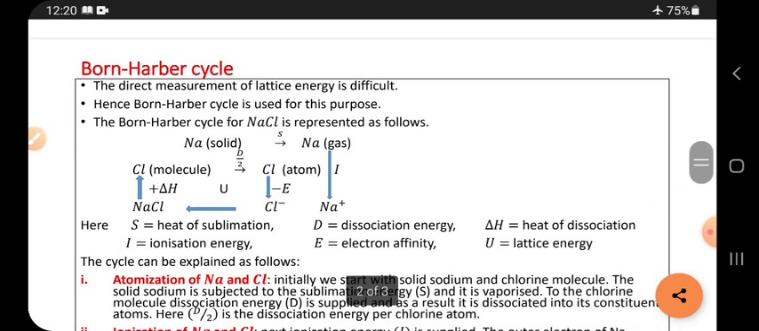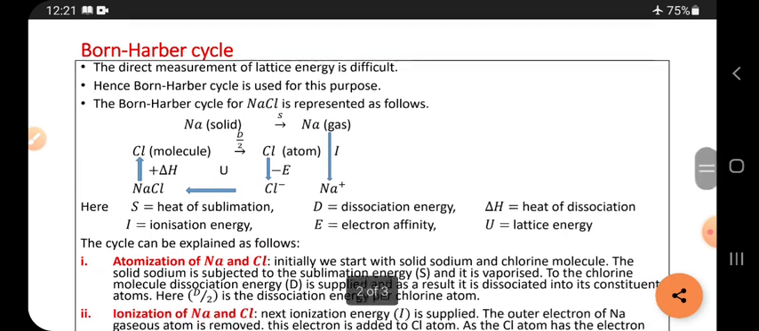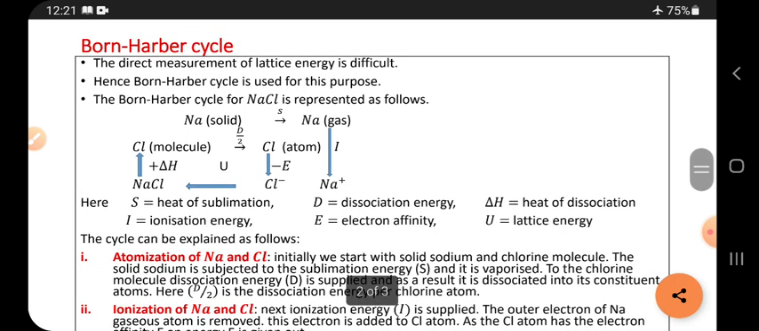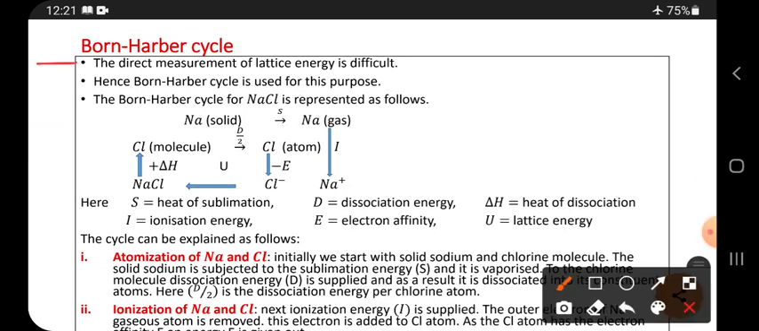So today's topic is the Born-Haber cycle. What is a Born-Haber cycle? The direct measurement of lattice energy is difficult.